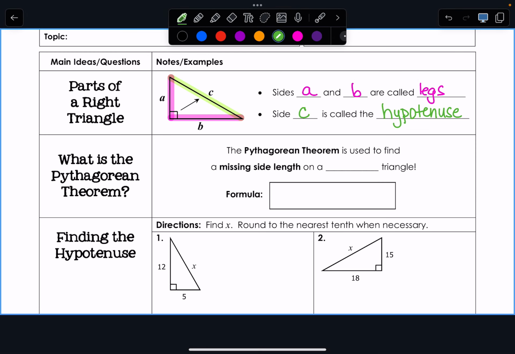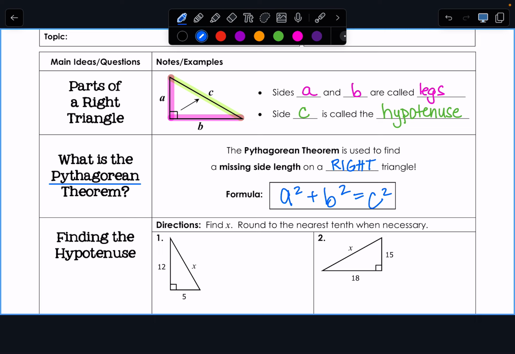All right. So, when we have a right triangle, the Pythagorean theorem helps us find the missing side length, whether it be one of the legs or the hypotenuse. In order to use the Pythagorean theorem, it has to be a right triangle. Otherwise, it is no good to us. Okay? So, a squared plus b squared equals c squared is what I need you to write right there.